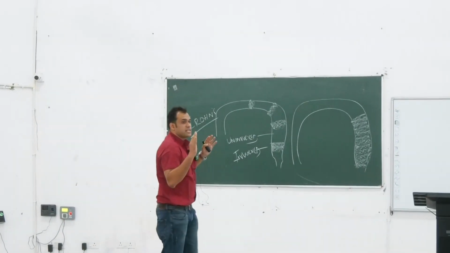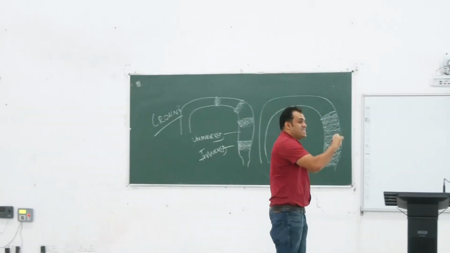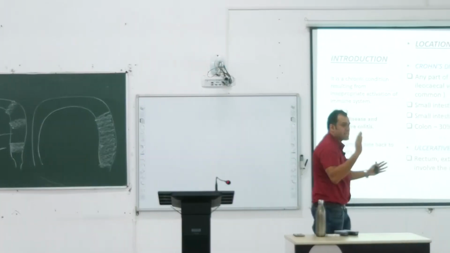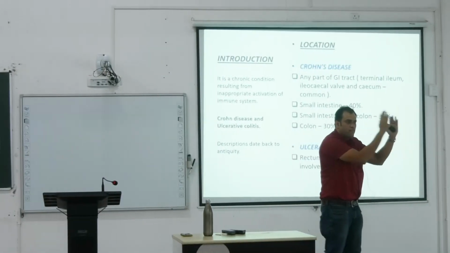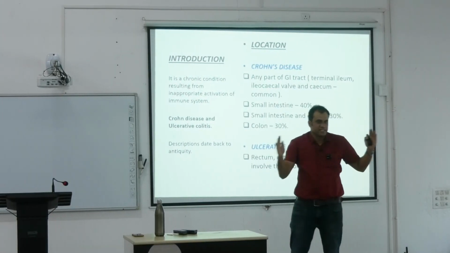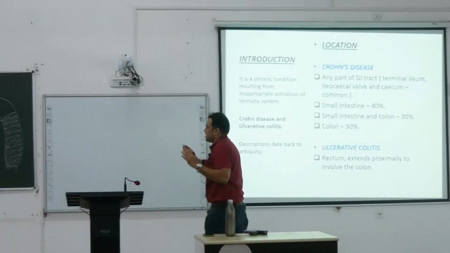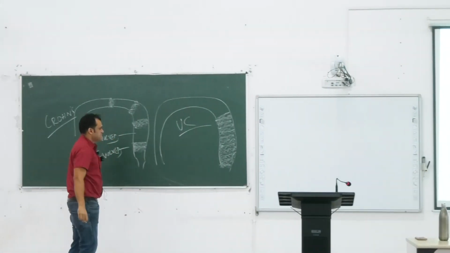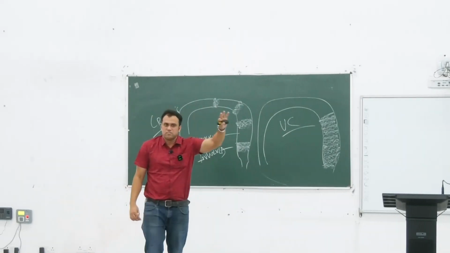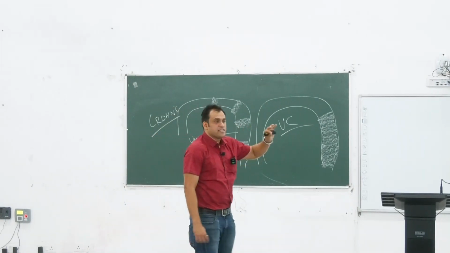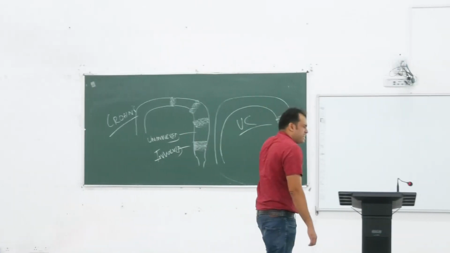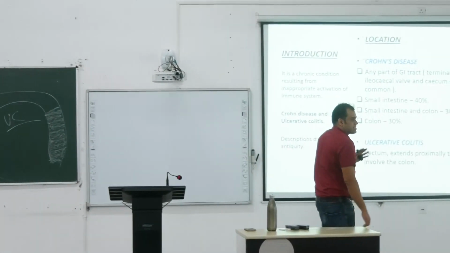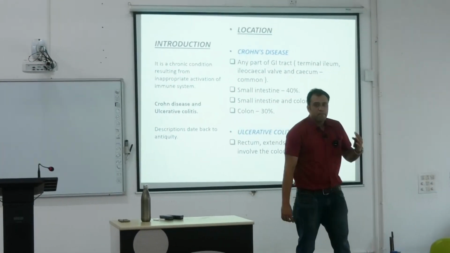In Crohn's disease, you get a skip lesion, which means the entire colon and intestine is not involved. It's involved, uninvolved, involved, uninvolved, interspersed. Whereas in ulcerative colitis, you get a continuous involvement, predominantly affecting the large intestine, the rectum and the colon. Very, very rarely the small intestine may be involved.